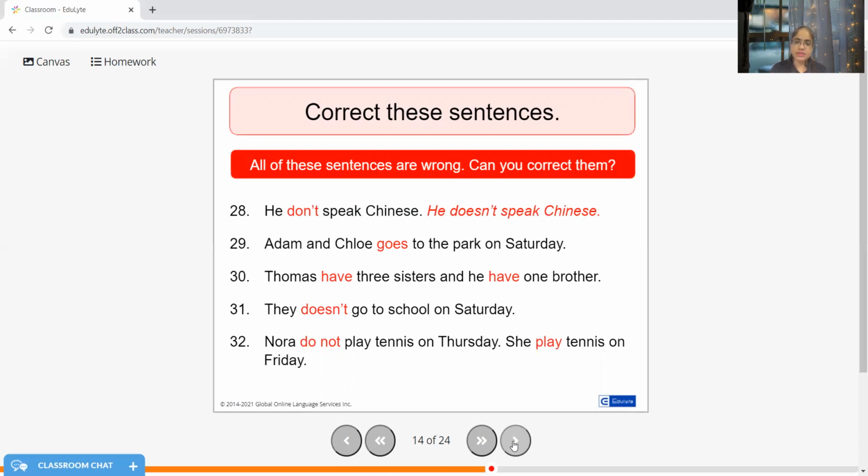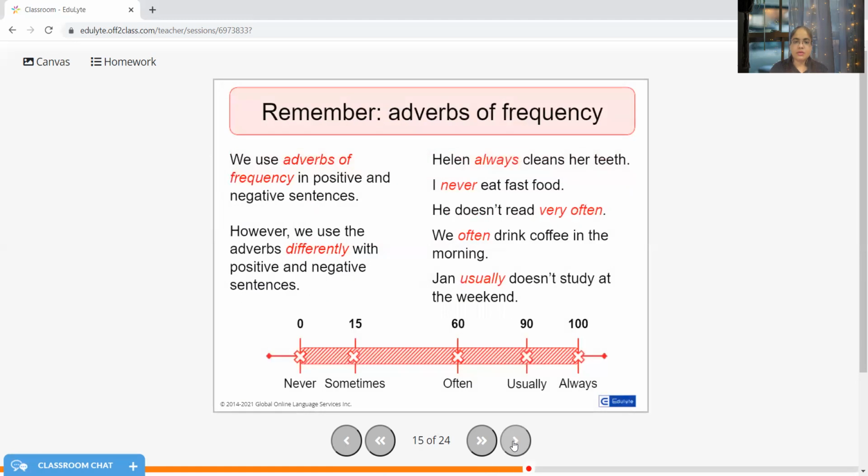Nora does not play tennis. She plays tennis on Friday. So remember the adverbs of frequency. We use adverbs of frequency in positive and negative sentences, and we use the adverbs differently with positive and negative sentences. Some of the examples are: Helen always cleans her teeth.